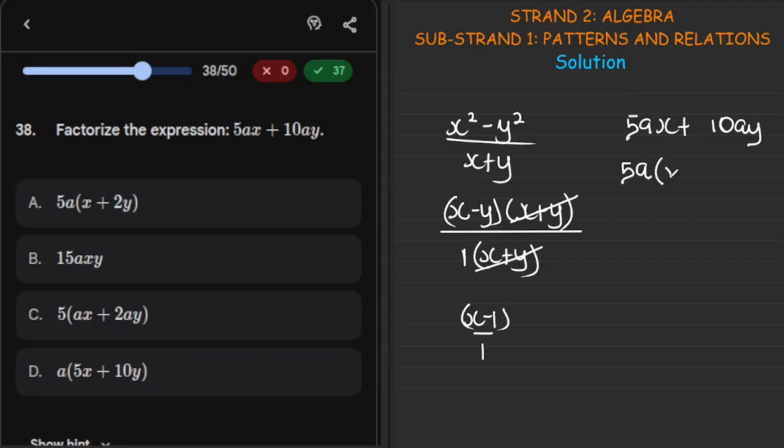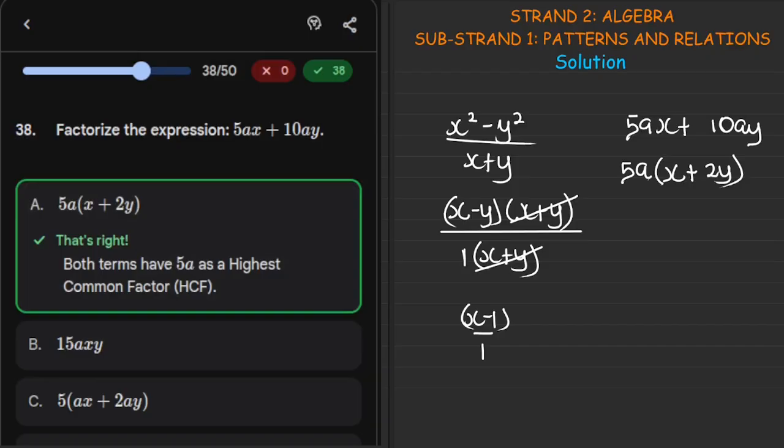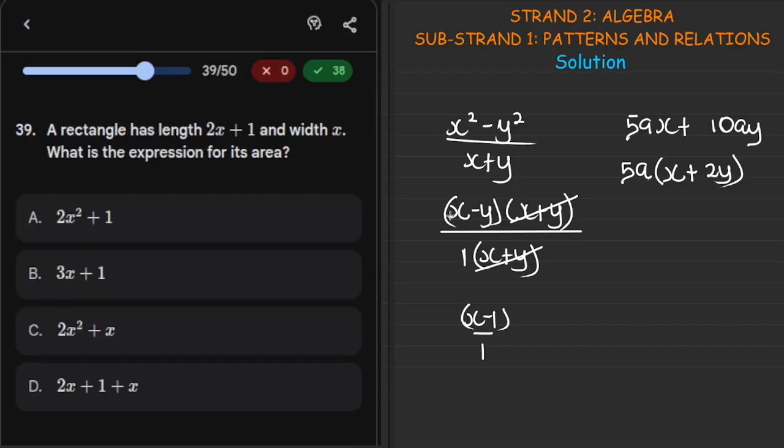Just divide. Now in this case too, 5a times what gives us 10ay. So this 5 cancels out this 10. This a cancels to give us 2. Then this a cancels out this a and we'll be left with what? 2y. So with that, we'll be having a positive 2y. And that will be our factorization because there's nothing else to do. So that is 5a into bracket x plus 2y, which is what? A.